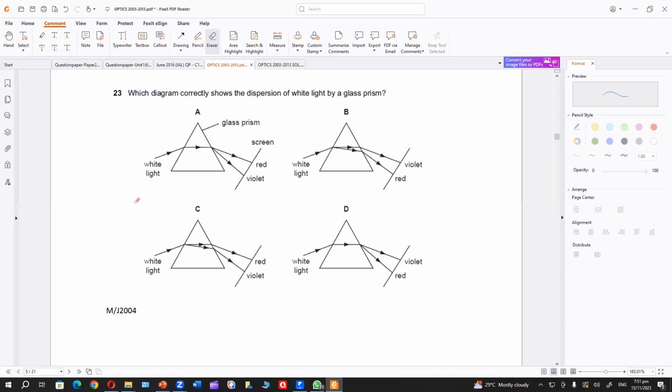Red color deviates the least and violet color deviates the most. Dispersion actually occurs when the light changes the medium. So for question 23, you have to give your option.